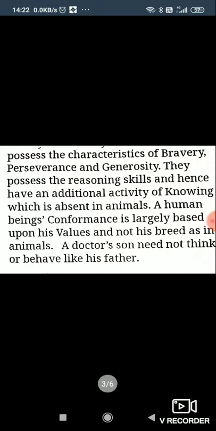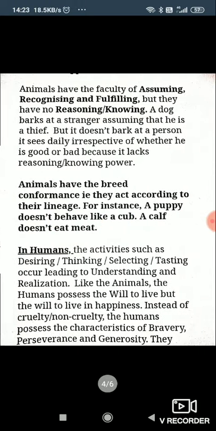Humans possess the characteristics of bravery, perseverance, and generosity. They possess reasoning skills and hence have an additional activity of knowing, which is absent in animals. A human being's conformance is largely based upon his values and not his breed as in animals. A doctor's son need not think or behave like his father.